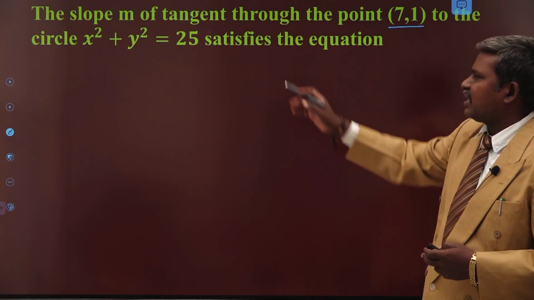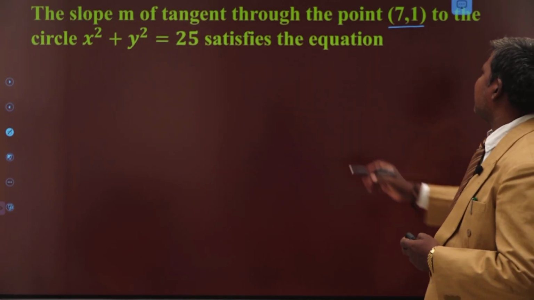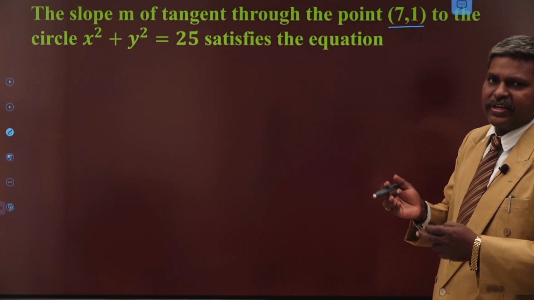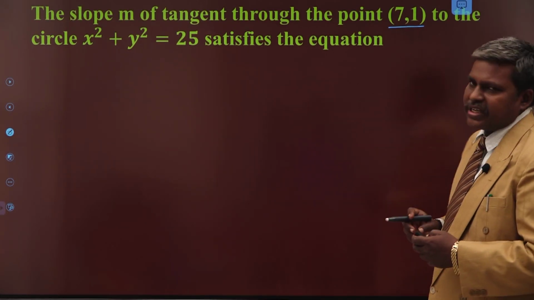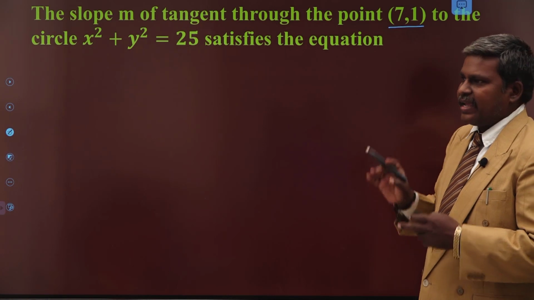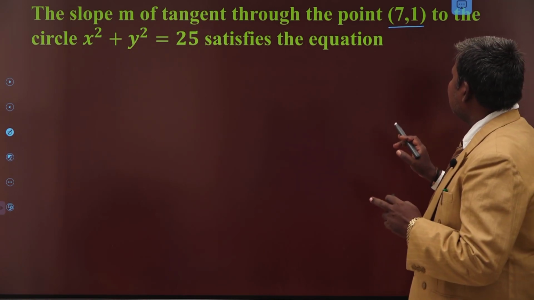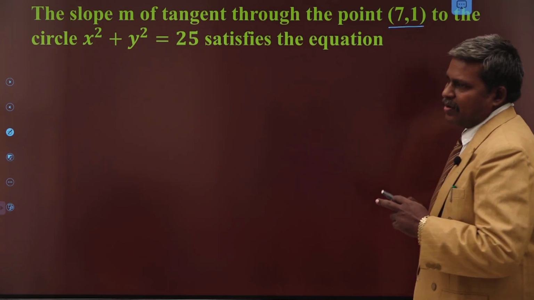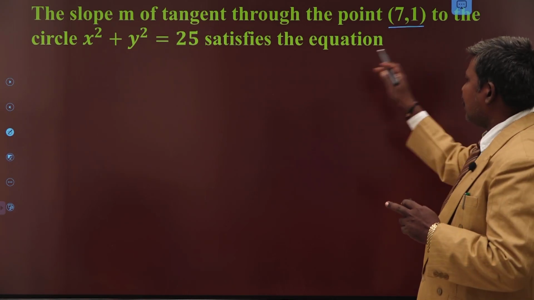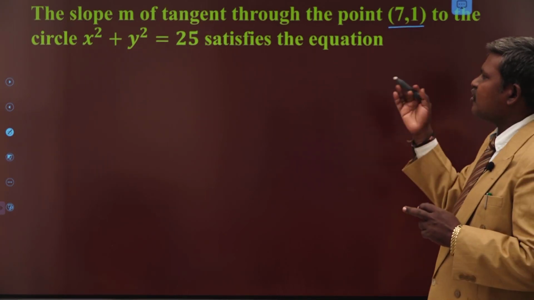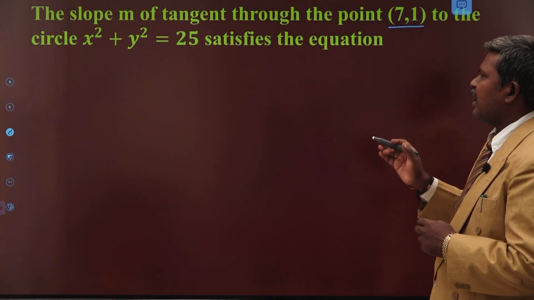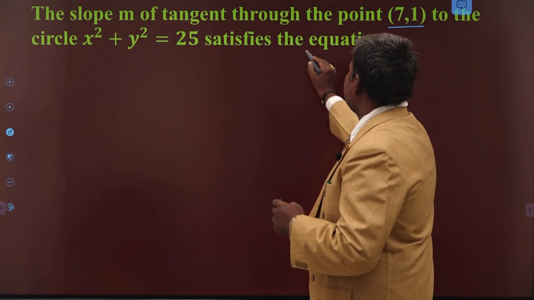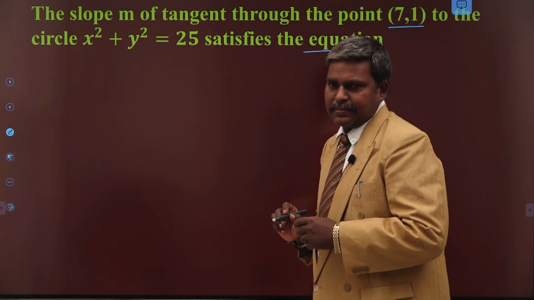7 comma 1 is not on the circle. See here, 49 plus 1, 50 minus 25, 25, that is positive. Your point is outside of the circle. So a tangent is drawn through this point 7 comma 1 to the circle. The point is not on the circle. Okay. Having slope is what now? M. Then the quadratic equation which satisfies m is what they are asking.